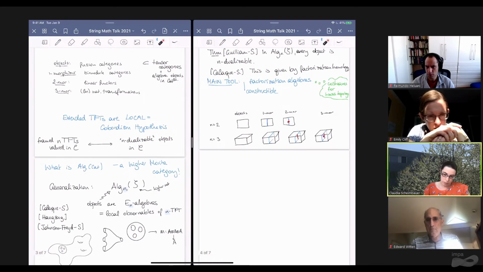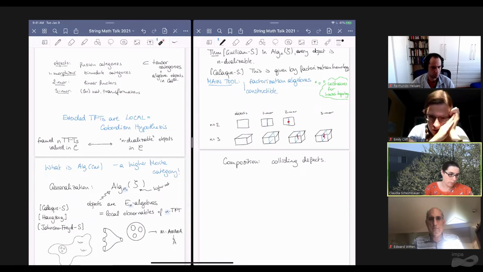Great, so what is composition in this thing? Composition is given by colliding these defects. And the nice thing here is that we can do string diagram type arguments.